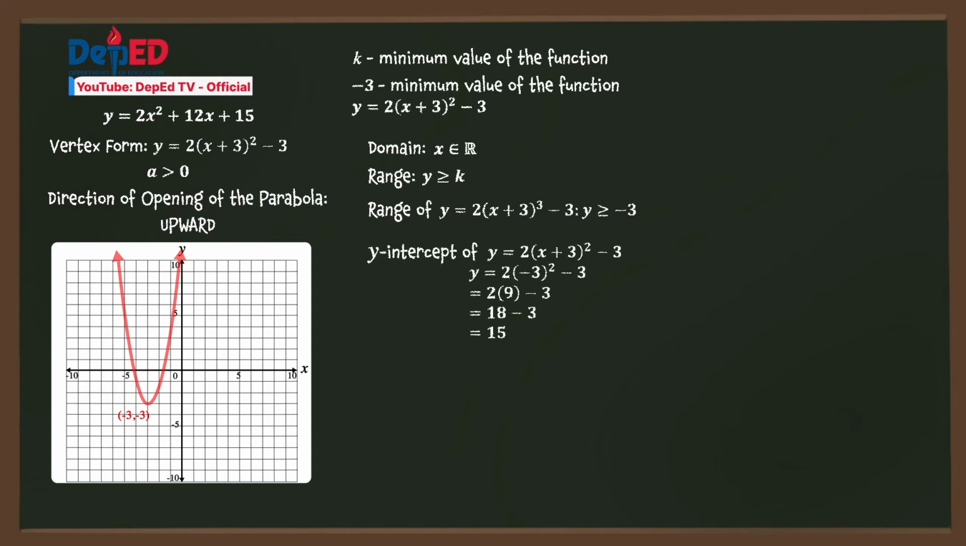The y-intercept of the function, if we compute it based on the vertex form, y must be equal to 2 times the square of -3, minus 3. And it is equivalent to 2 times 9 minus 3, which results to 18 minus 3, and hence the y-intercept is 15. The x-intercepts can be computed by setting the value of the function to 0 and then solving for x.